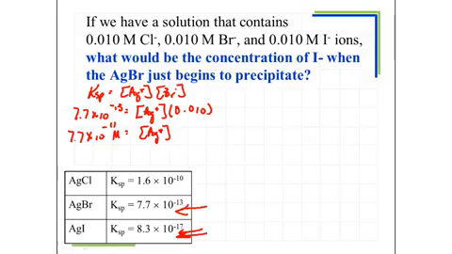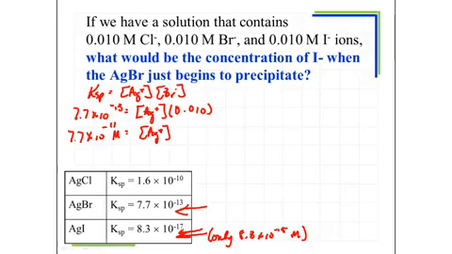Remember what it was on the other one? With the silver iodide, it was only 8.3 times 10 to the minus 15. Okay, that's what got the first one to precipitate. Now I've got to get this concentration of silver up to 7.7 times 10 to the minus 11. And then it begins to precipitate. Now once it begins to precipitate, we can now answer this question. What would the I minus concentration be?